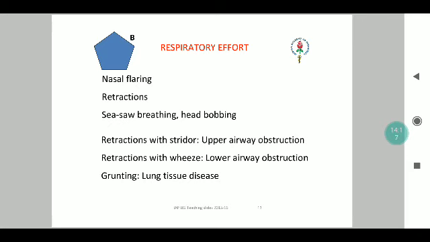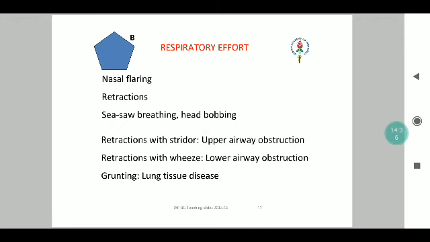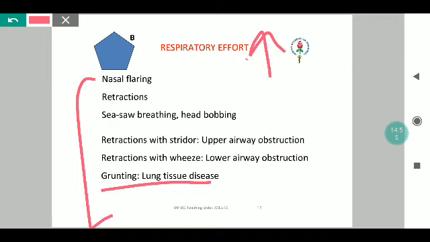Now coming to respiratory effort, what we need to look for is nasal flaring, that is flaring of the nostrils, presence of retractions. Now retractions can be suprasternal, it can be intercostal retractions, it can be subcostal retractions also. Retractions anywhere is definitely a sign of respiratory failure and increased work of breathing. Presence of seesaw breathing or head bobbing is also a warning sign, along with other symptoms such as upper airway obstruction seen in retraction with stridor, lower airway obstruction seen in retractions with wheeze, or grunting, which is suggestive of a lung tissue injury. Now presence of any of these is a sign that there is an increased respiratory effort.